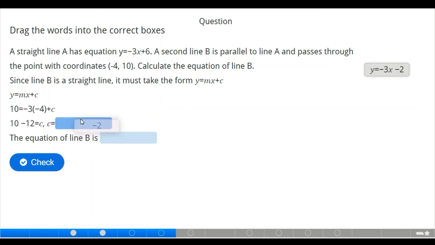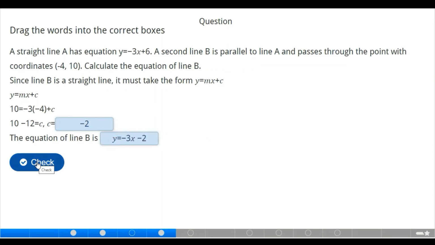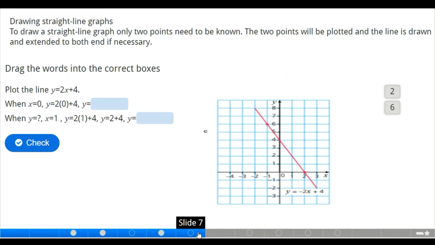C is minus 2, and the equation line for B will now be y equals minus 3x minus 2. Let's check. Okay, now that leads us to drawing a straight line graph. To draw a straight line graph, only 2 points are needed. The 2 points will be plotted and the line is drawn and extended to both ends if necessary.